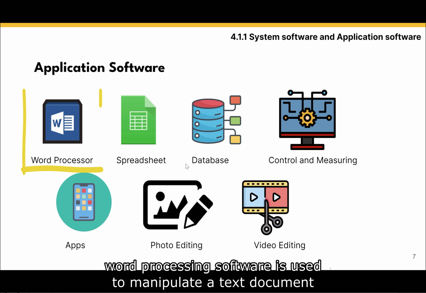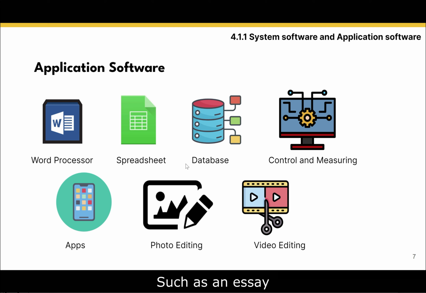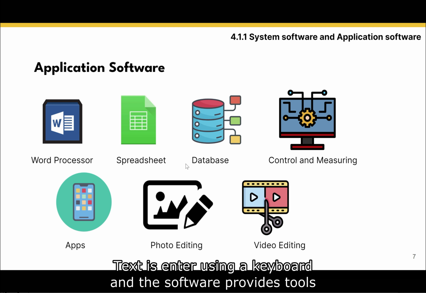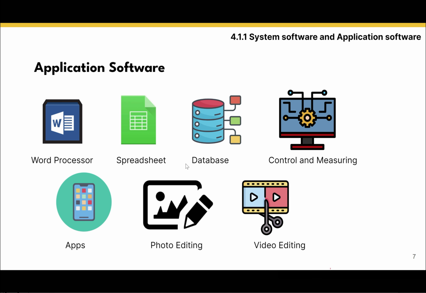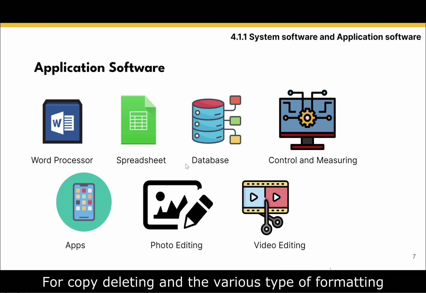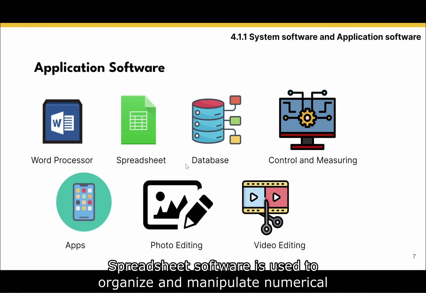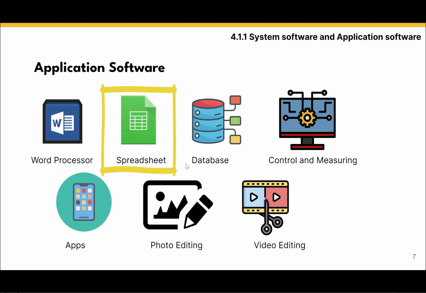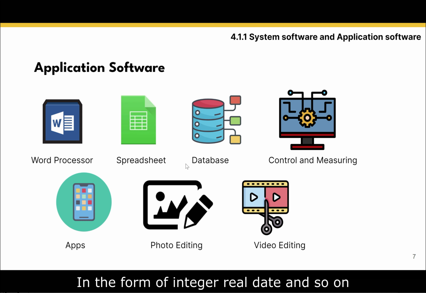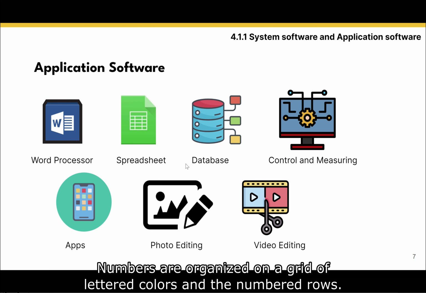Word processing software is used to manipulate a text document, such as an essay or a report. Text is entered using a keyboard and the software provides tools for copying, deleting, and various types of formatting. Spreadsheet software is used to organize and manipulate numerical data in the form of integer, real, date, and so on. Numbers are organized on a grid of lettered columns and numbered rows.